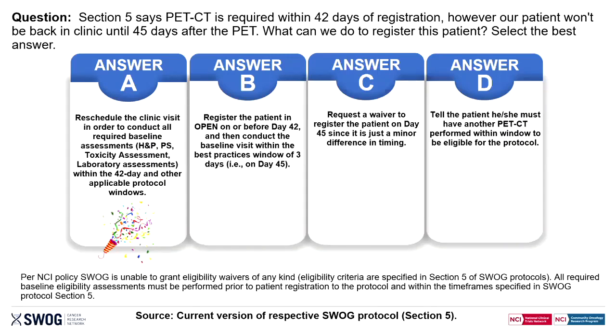Typically, insurance isn't going to cover an additional scan, and that's why we're leaning towards A, just to get everything rescheduled and have it within that timeframe. However, going back, if you erroneously registered this patient, even though they were ineligible, that's terrible. Don't do that. But if you did, the patient could still go on study. You wouldn't have to cancel. Just tying in a previous question.